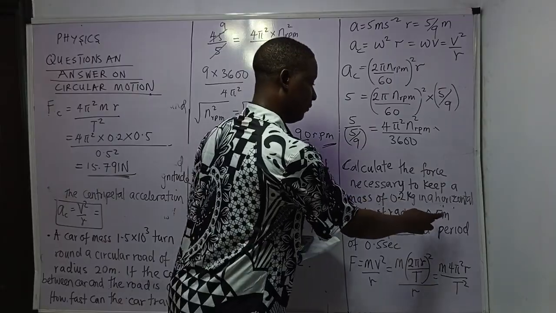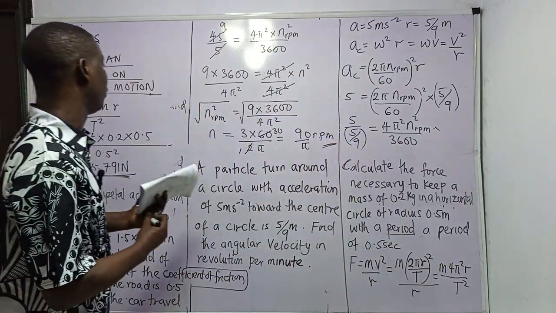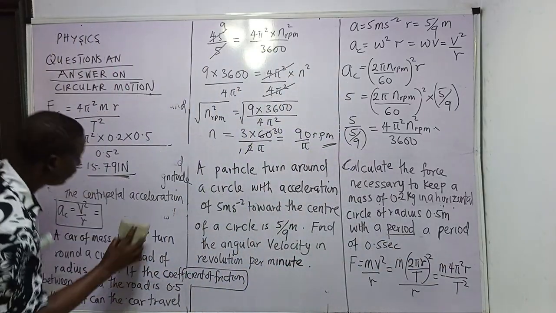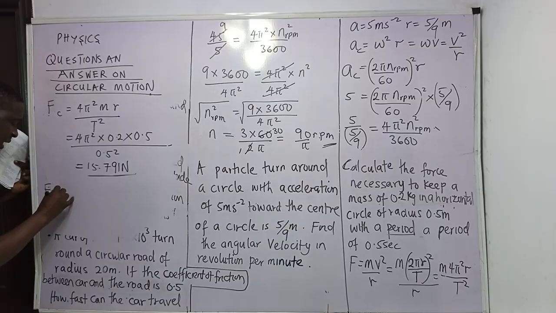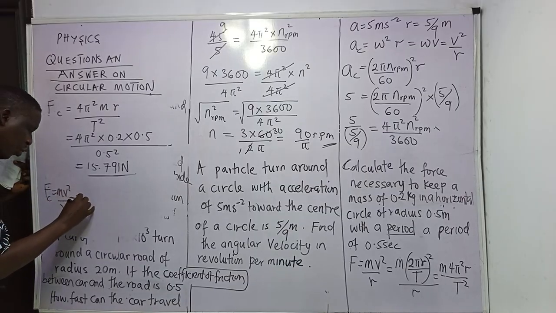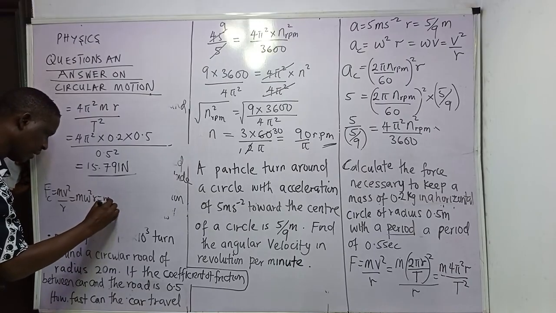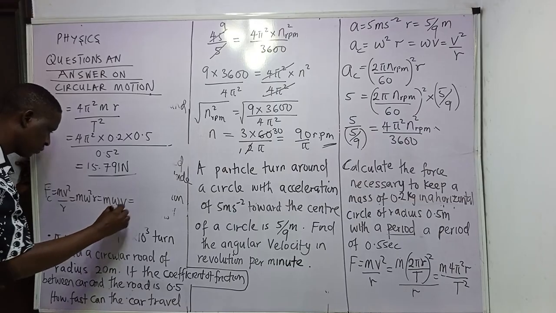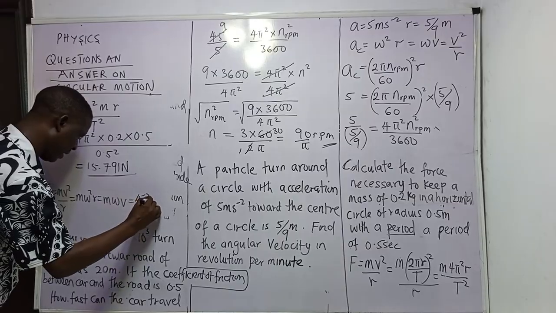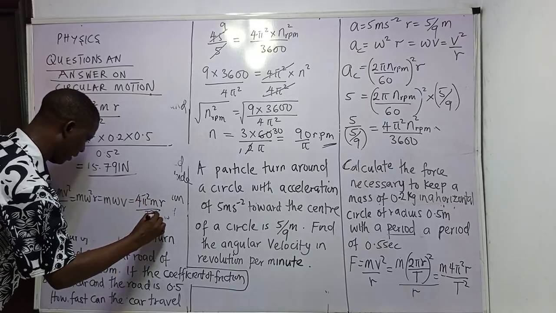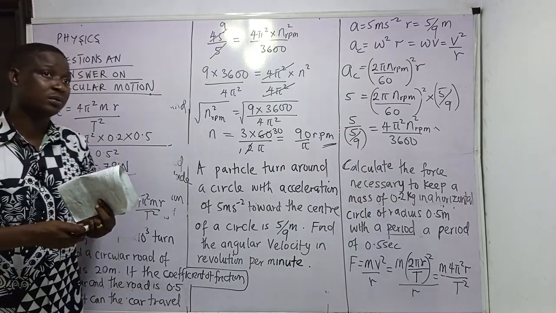We are given mass, we are given radius, and we are given period. Such a formula applies. Now don't forget to take note of all this. If you forget, then centripetal force is equal to mv square over r, is equal to m omega square r, is equal to m omega v. The centripetal force is also equal to 4 pi square m r over T square, and so forth and so on. So that is just that.